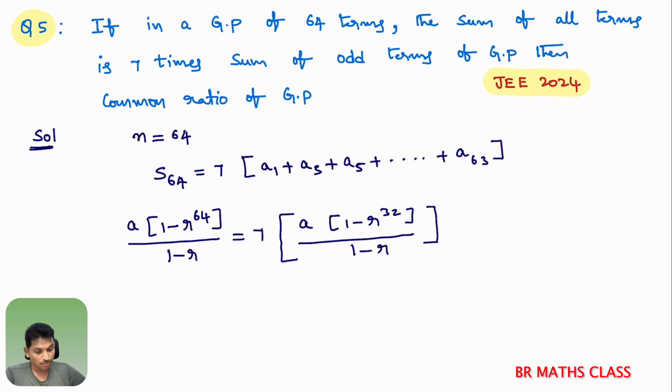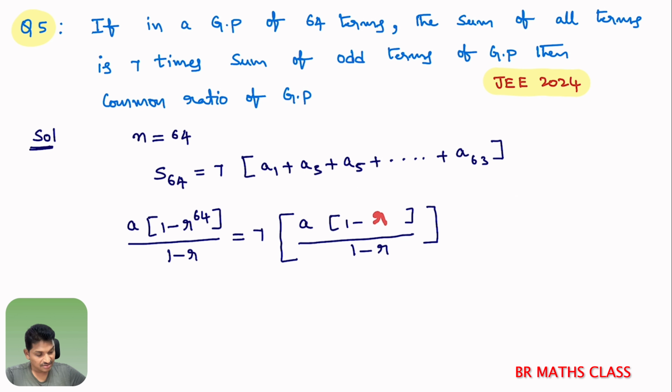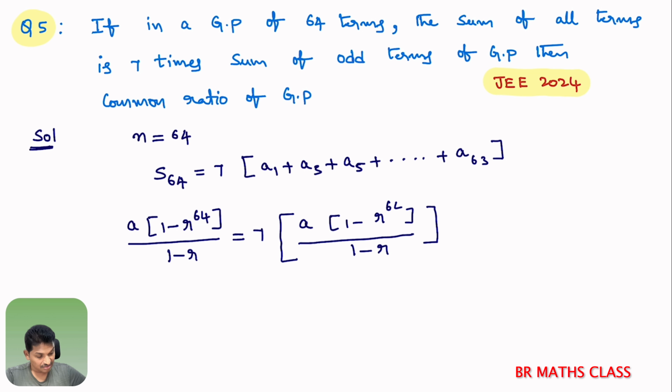Here you need to observe one point. For this geometric progression, what is the common ratio? A3 by A1 is R square, right? So what we wrote as R is wrong. This is R square whole power 32, and the denominator is not 1 minus R. R is the common ratio for the original terms, but for these terms the common ratio is R square. I hope you understand. R square whole power 32 is R power 64. So this is A into 1 minus R power 64 divided by 1 minus R square.